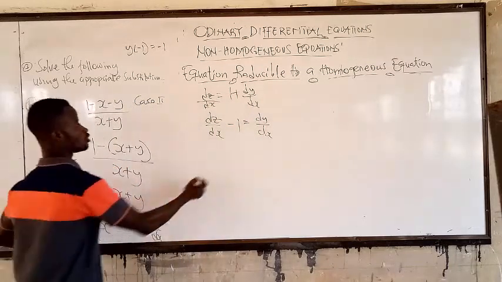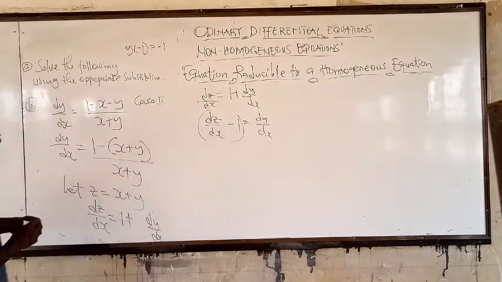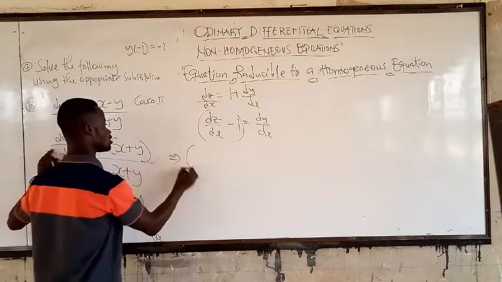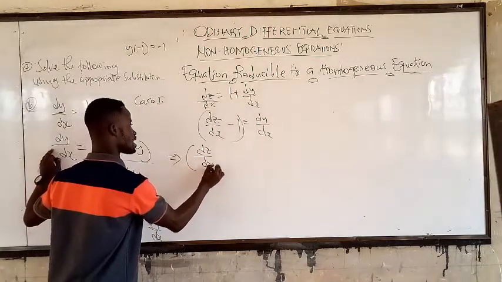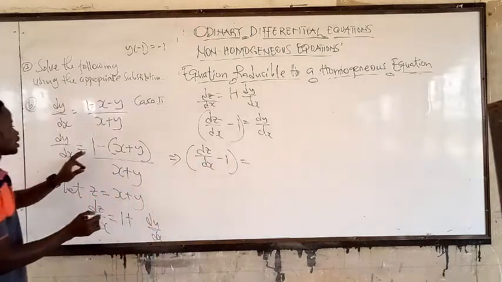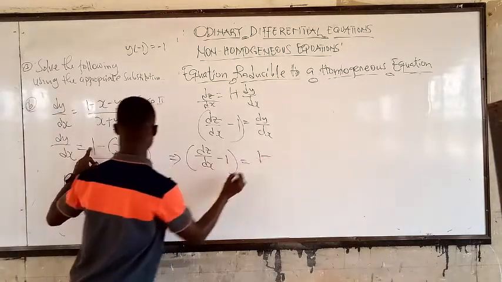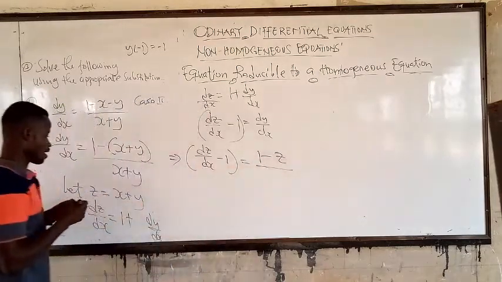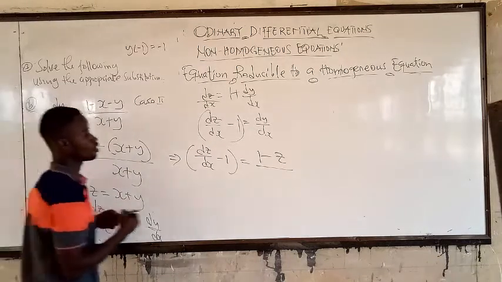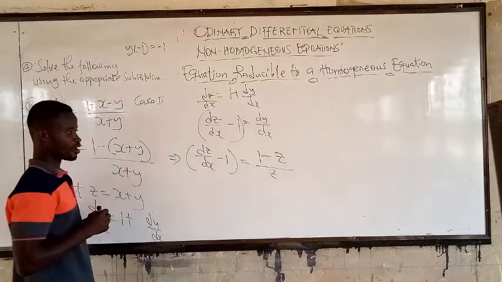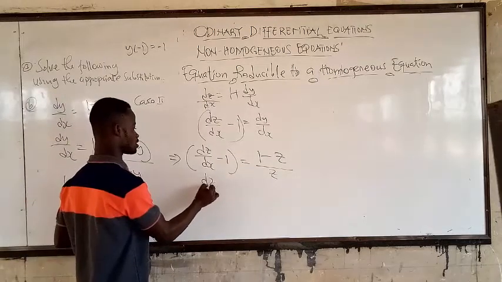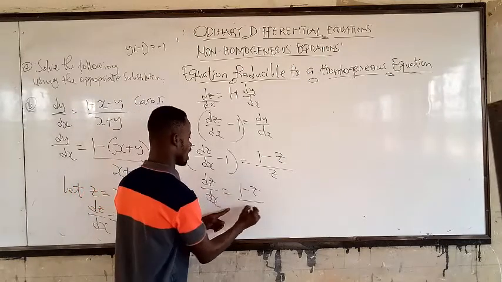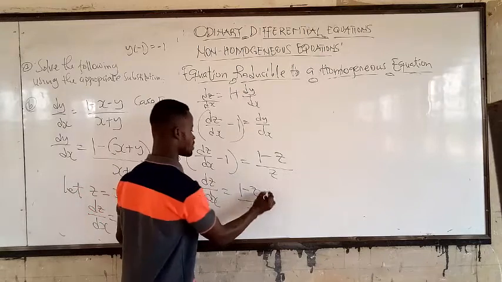Very good. So wherever you see dy dx, we put the whole of this there. So with this, we get dz dx minus 1 is equal to this. And this is 1 minus z over z. So now we get dz dx is equal to (1 minus z) over z, send this one here, you get plus 1.